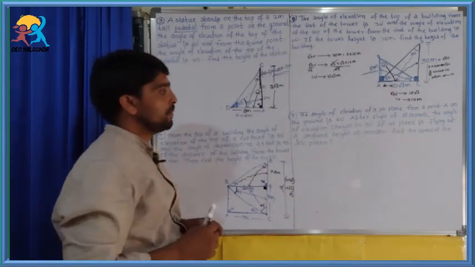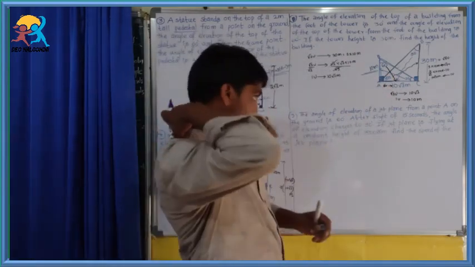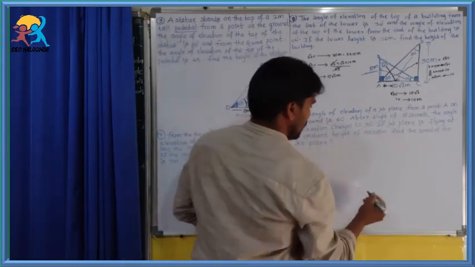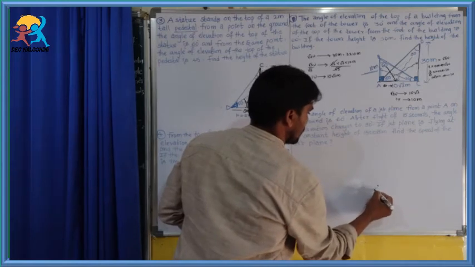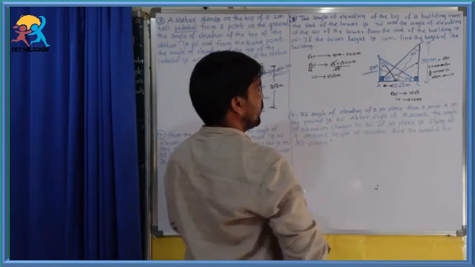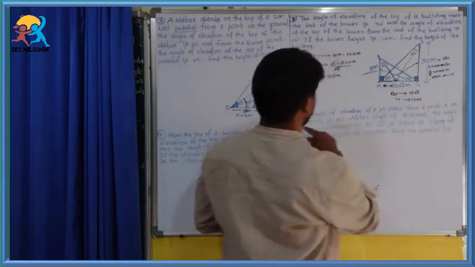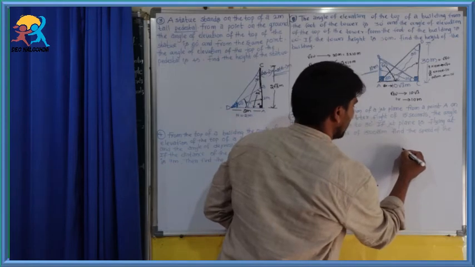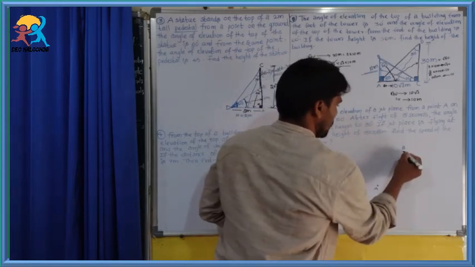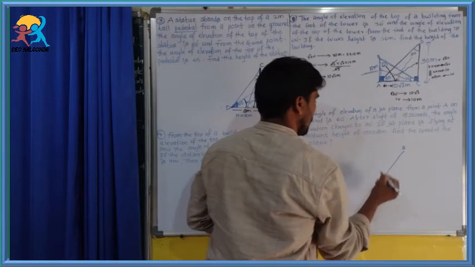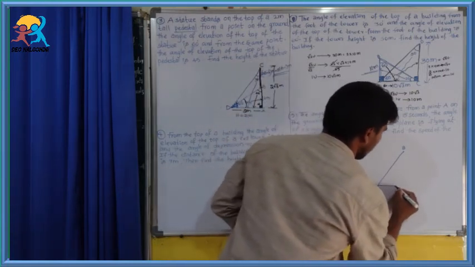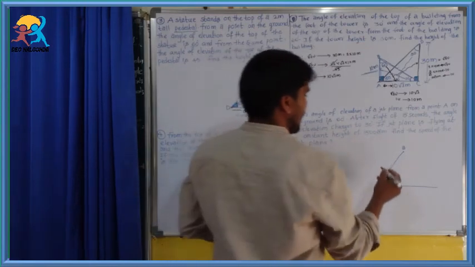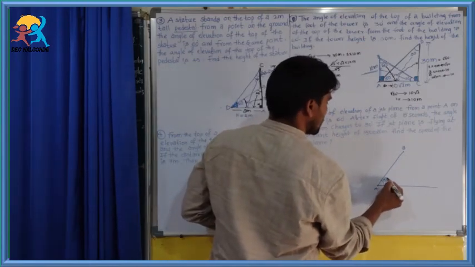It's completed. Now, the angle of elevation of a jet plane from a point A. Let us denote this point as A. The angle of elevation of a jet plane from a point A on the ground is 60 degrees. Suppose the jet plane is here at a point B. Draw the line of sight AB. Draw a horizontal line through A. So the angle of elevation is 60 degrees here.